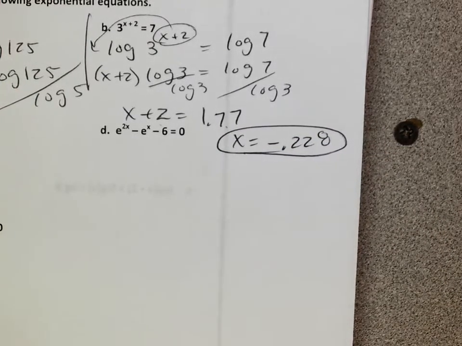So the trick is, if you have a variable in your exponent, when you take the log of it, it brings it down, okay? That's a really easy little rule to remember, okay? All right?